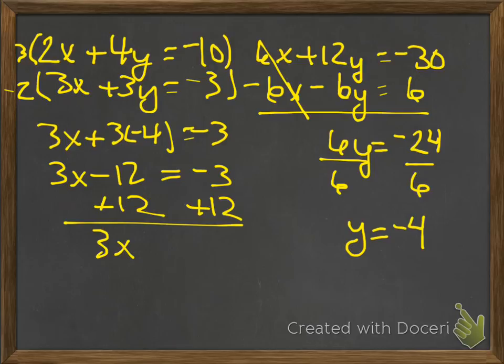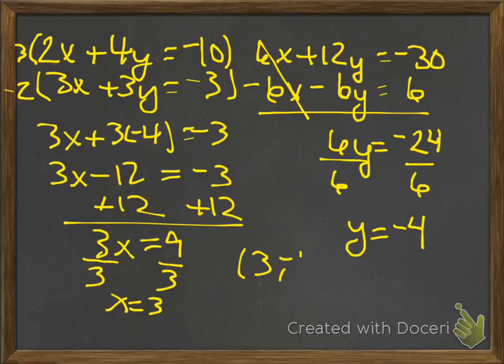So I multiplied. Then my next step is to add or subtract. If that's a minus, then I need to add. -3 plus 12 is 9. And then what's my last step? Divide by 3. The answer is 3 comma -4.